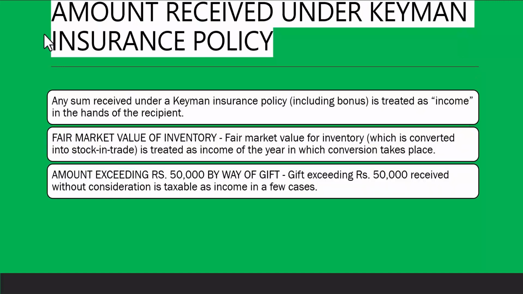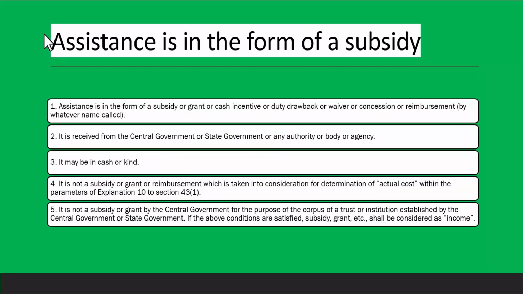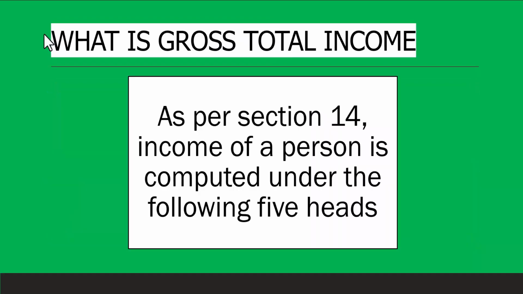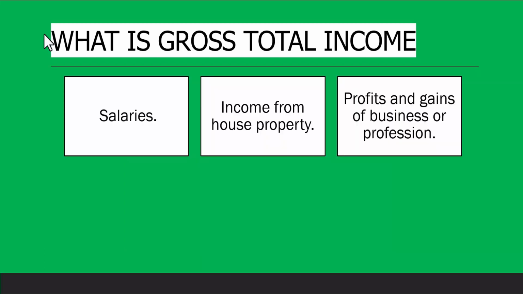Okay, fine. So I'm just skipping this. I'm skipping many things because you can just read them. What is gross total income? This is very important. Now we are starting the very interesting part of it. Just read this, Kishore. What is gross total income? As per section 14, income of a person is computed under the following 5 heads. So there are 5 heads of income.